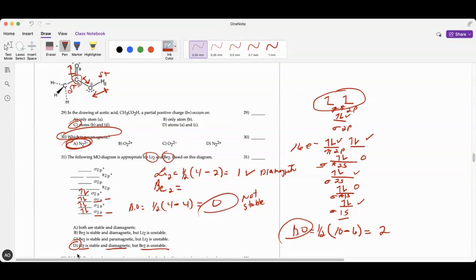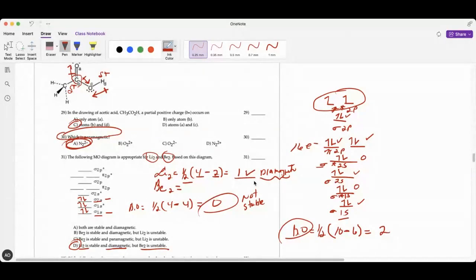How did you do the lithium diagram one more time? So lithium has 3 electrons. We have diatomic lithium, so we distribute the 6 electrons, 2, 4, 6. And we have 4 electrons in bonding orbitals, 2 electrons in anti-bonding orbitals. 4 minus 2 is 2. 1/2 of 2 is 1. Bond order of 1 is very stable. So diatomic lithium is stable, and it's diamagnetic because there are no unpaired electrons.